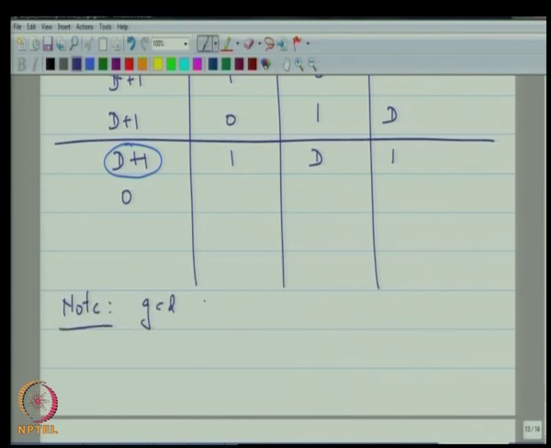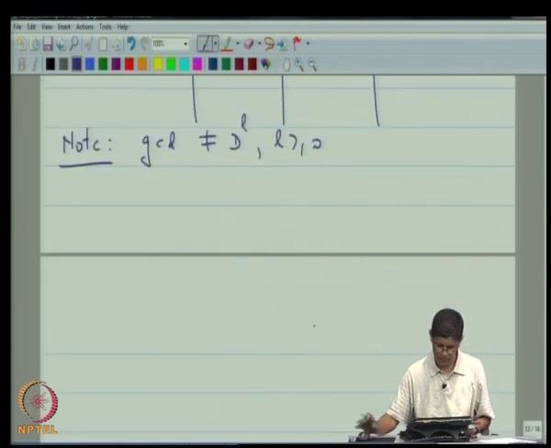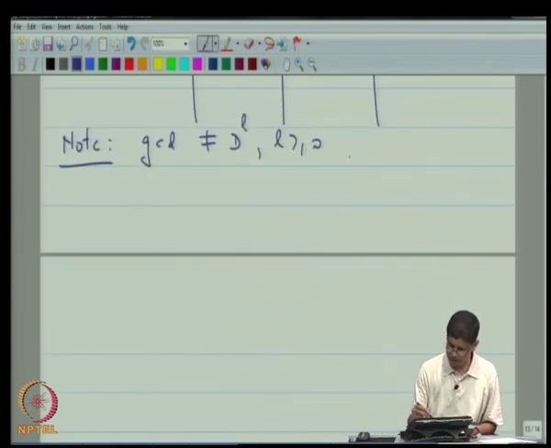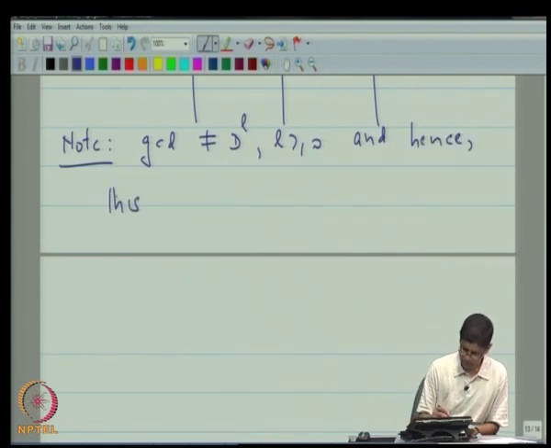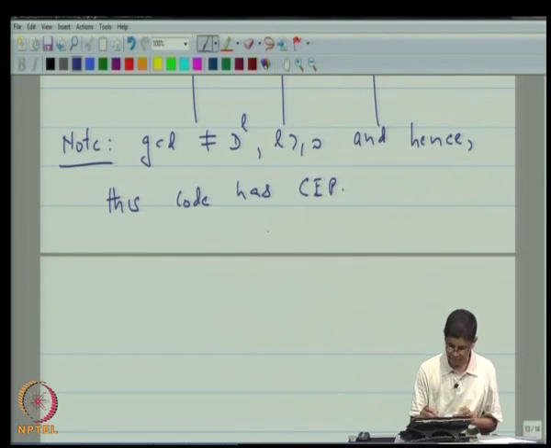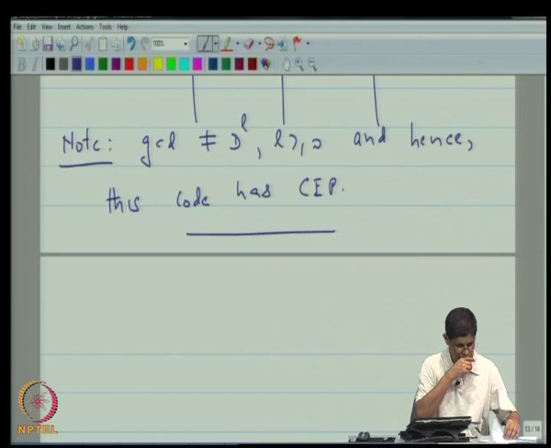GCD is not equal to d to the L, L greater than 0, and hence this code has catastrophic error propagation. Okay.